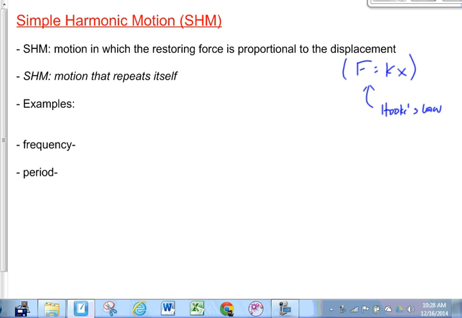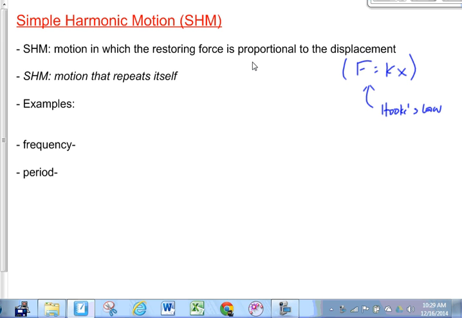So let's give you an example here. You pull a spring back. You guys have all experienced this, right? You pull a spring back a little bit, or compress it a little bit, and it requires a certain amount of force. But if you pull it back more and more, it requires more and more effort. It requires more force. So the further you pull the spring, or the more you compress the spring, the bigger the force required to do that. Therefore, the restoring force wants to pull it back to where it came from.